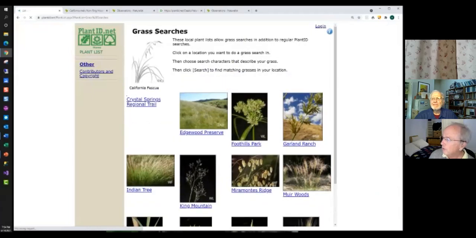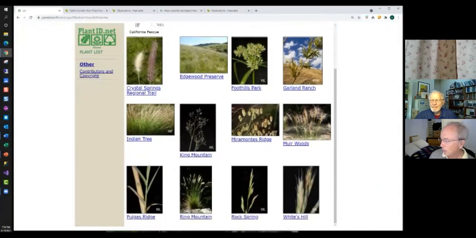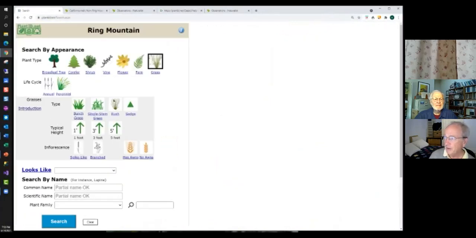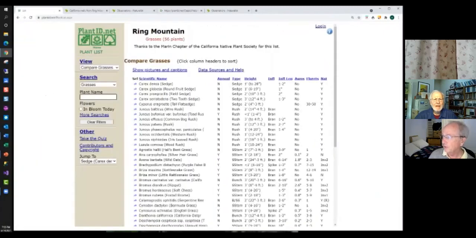Grass searches always happen in a local list. This is our first step to make it easy to get down to a short list of grasses. So tonight we're going to work on grasses at Ring Mountain. If I simply search on the grasses of Ring Mountain, I will get a result list that shows me that there are 56 grasses on Ring Mountain. And these are the grasses that are listed in the Marin website for Ring Mountain.